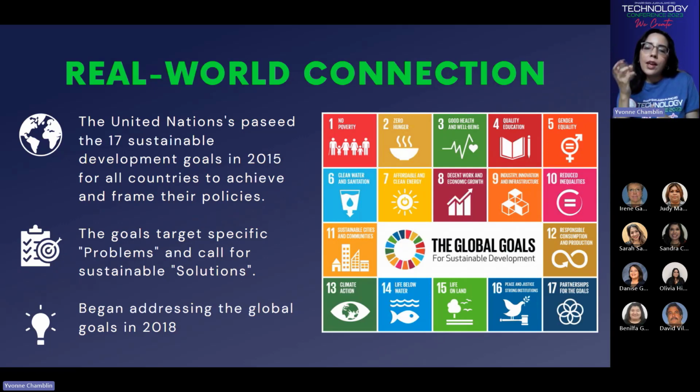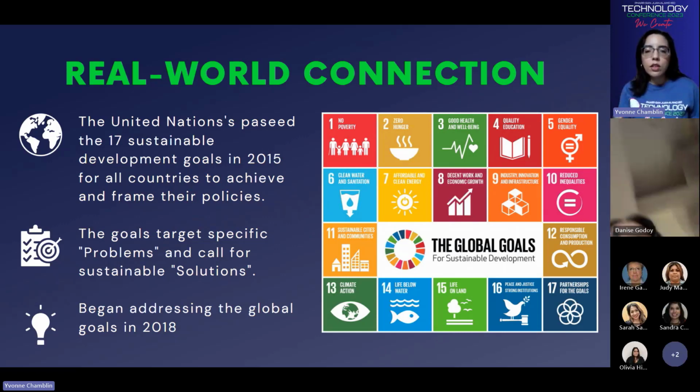Now, the way we can easily talk about it as educators is that we can say the global goals are identifying a problem, and us as a community, we can create solutions. Okay, so that's the conversation. Easy way to start getting going. Well, let's look at the problem.